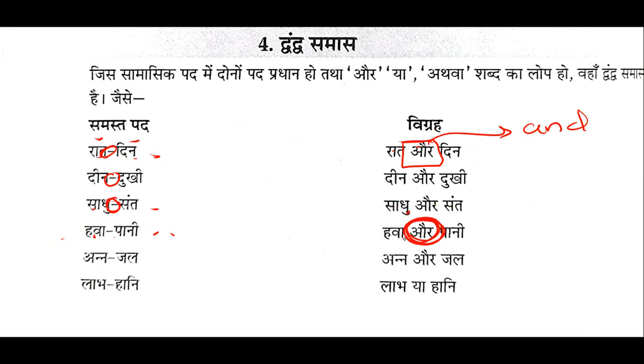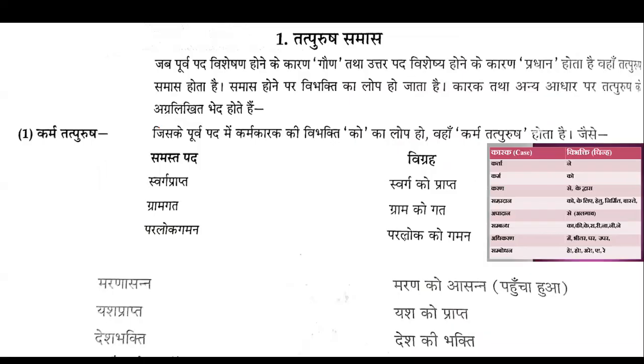Let's move on to the next type of Samas, which is Tatpurush Samas. And this is where your Karak table is going to help you completely. Because we have 7 types of Tatpurush Samas based on the types of Karak that we have. Though we have around 8 to 9 types of Karak, we won't use all of them. We'll use 7 types of Karak in our Samas.